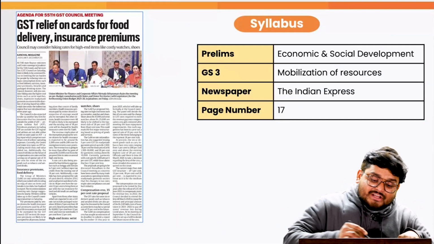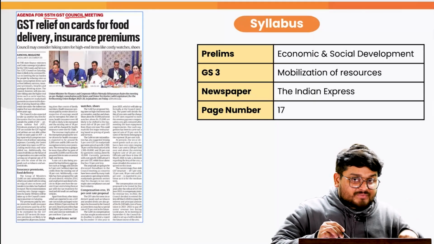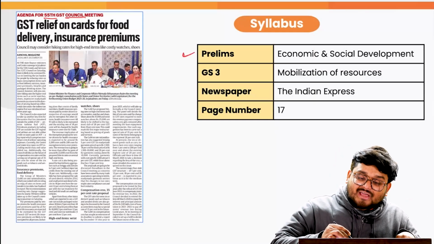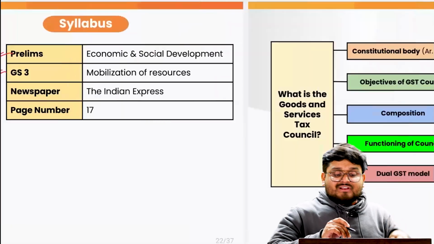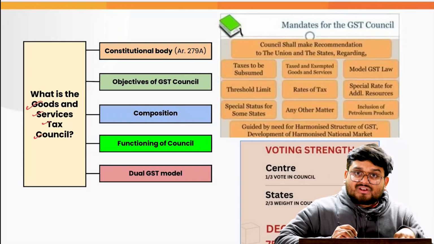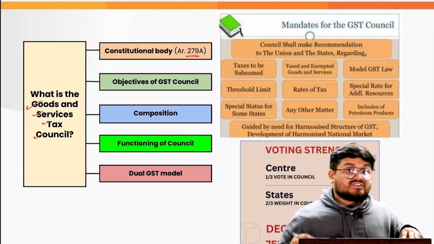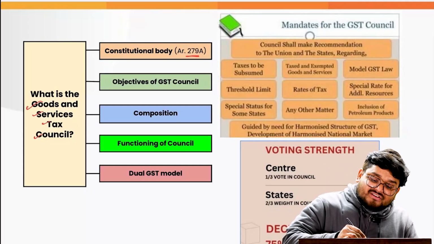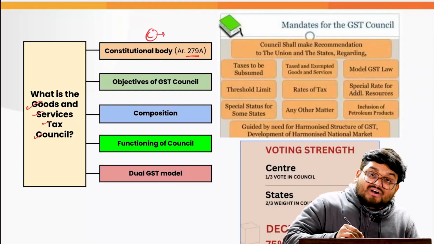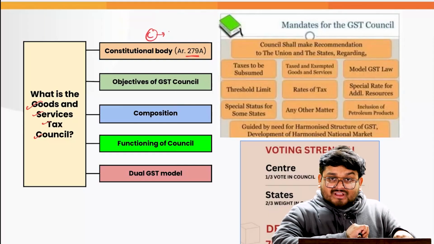The 55th GST Council meeting will be held, which is very important from the perspective of the examination with reference to prelims and GS3, where we'll first understand what the Goods and Services Tax Council is all about. It is a constitutional body under Article 279A. Now in the comment section, can you let me know what is the Constitution Amendment Act and what particular year it pertains to, right?